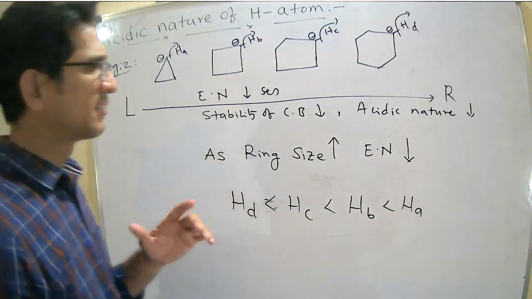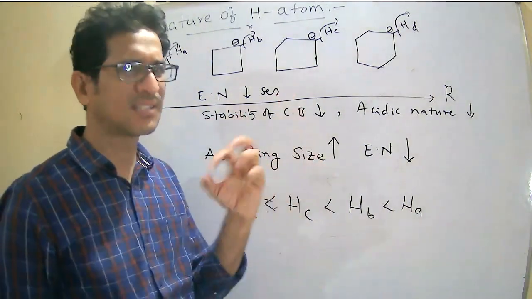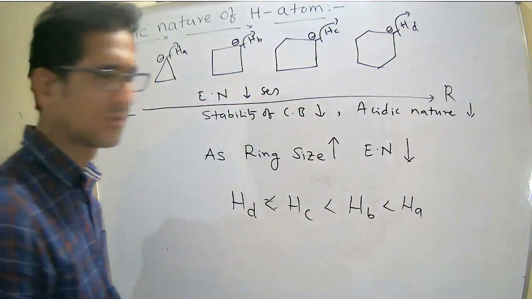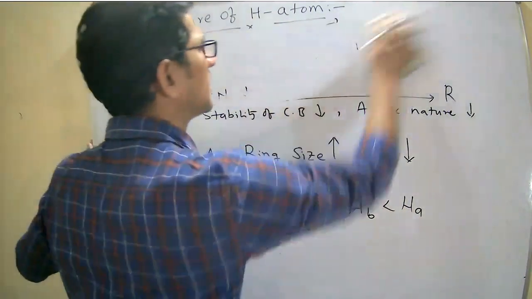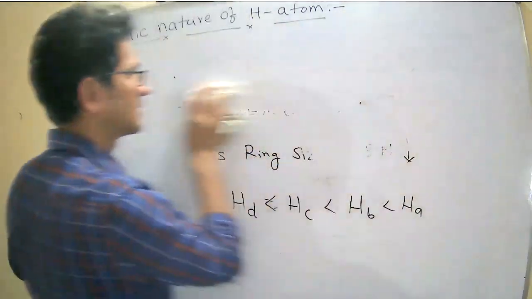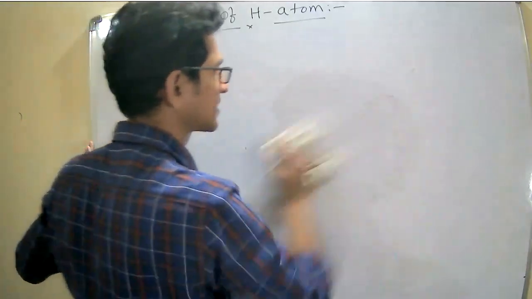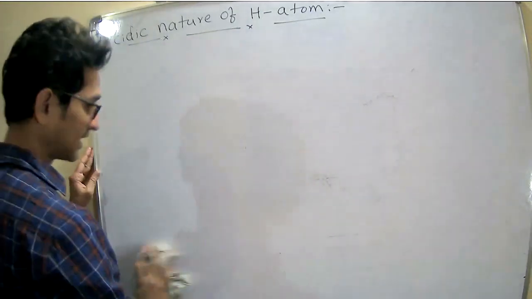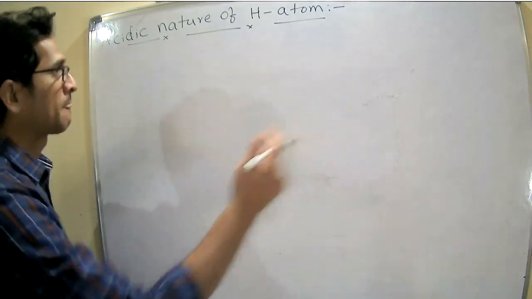The previous example is based on the percentage of s character. This example is based on the ring size. I think we discussed these things in the third or fourth class, when we were entering into the inductive effect, and also in the stability of intermediates, carbocation and carbanion, there we discussed these things.